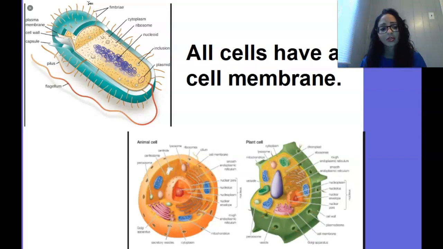All of them. No matter how big, how small, how complex, all of them contain a cell membrane because we need that barrier that allows things to go in and out. That's how our cells get our nutrients and all the things that we need, and we can get rid of waste also.